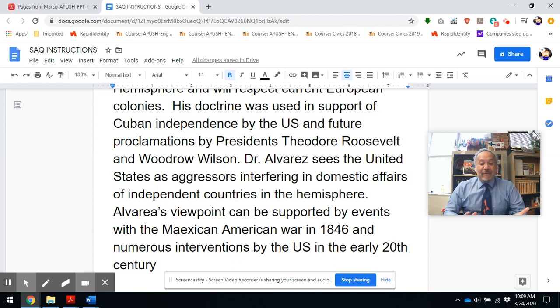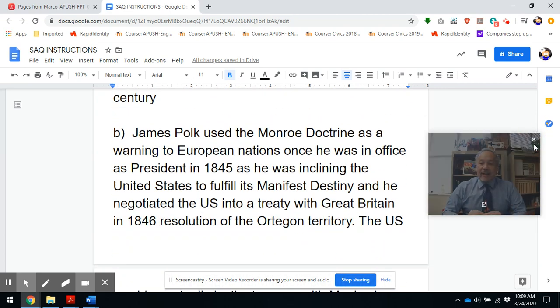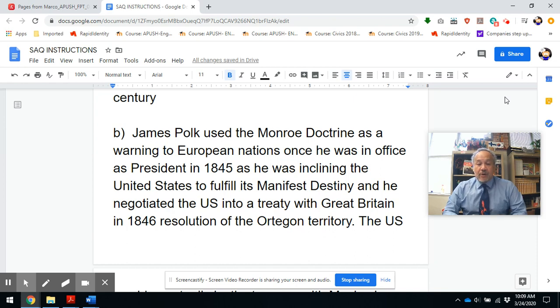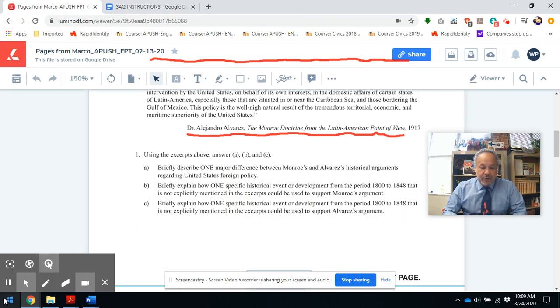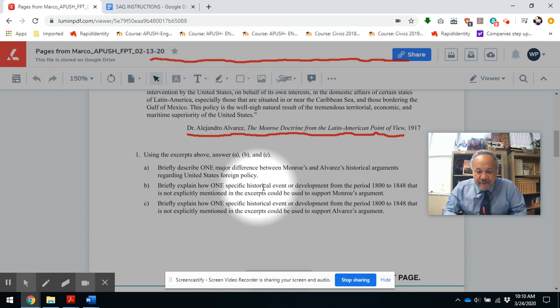Can be supported by events with the Mexican-American War in 1846 and numerous interventions by the U.S. in the early 20th century. All kinds of interventions. There you go. And I would definitely earn whatever credit they're going to give, like 1, 2, or 3 points in here. Now let's go back here, please, and let's go to B. Go to my favorite thing here. I know you're going to like it: briefly explain how one specific historical event or development from the period 1800 to 1848.